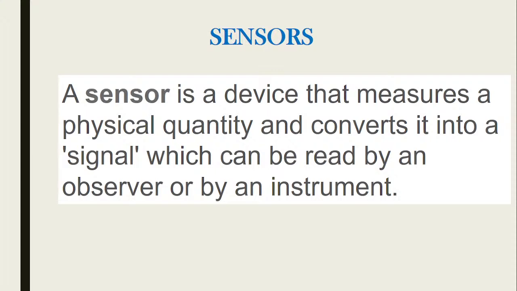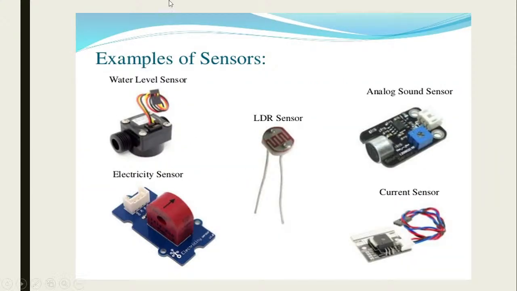So that is an example of how a sensor works. Different sensors have different types of mechanisms to convert a physical parameter into an electrical signal. A water level sensor uses a rotor mechanism to count the number of rotations. Inside there is a rotor that continuously rotates when any fluid is flowing through it. Then there is the LDR, a light dependent resistor, analog sound sensors, and two types of current sensors.